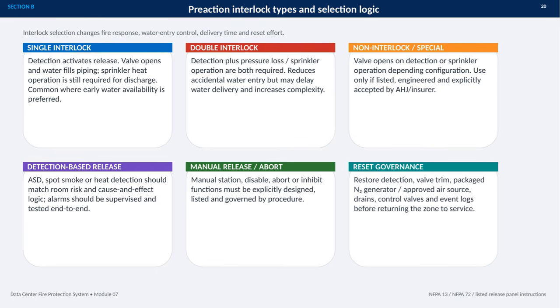Double-interlock systems require both detection and a second condition, such as pressure loss or sprinkler operation. That reduces the chance of unintended water entry, but it can delay delivery and add complexity. Non-interlock or special arrangements must be listed, engineered, and explicitly accepted by the authority having jurisdiction or insurer. Detection may use ASD, spot smoke, or heat detection, selected to match the room risk and cause and effect sequence. Manual release, abort, disable, and inhibit functions also require clear design and procedures.